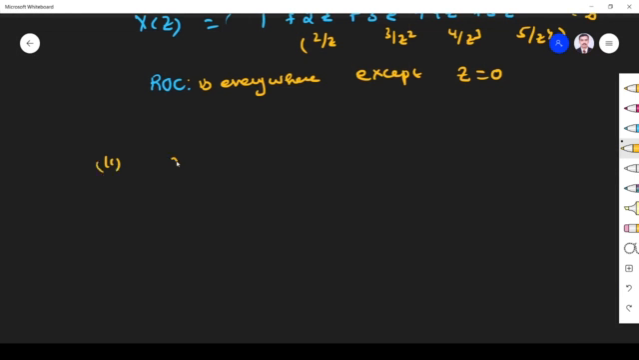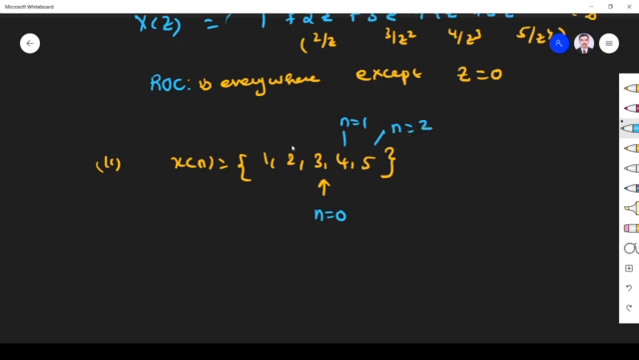Second one, x of n is equal to 1, 2, 3, 4, 5. The arrow mark is at 3. I told you whenever they give an arrow mark, that is n is equal to 0. So it is n0. So this must be n is equal to 1, right hand side positive, n is equal to 2. So this must be n is equal to minus 1, and this must be n is equal to minus 2. So here n starts from minus 2 and ends at +2. So what is my Z transform equation?